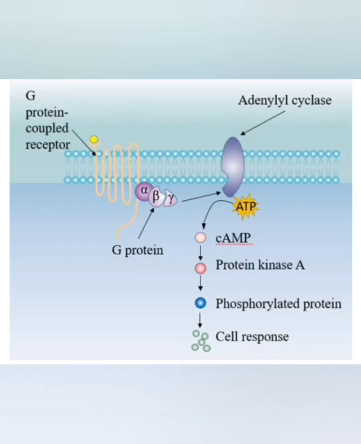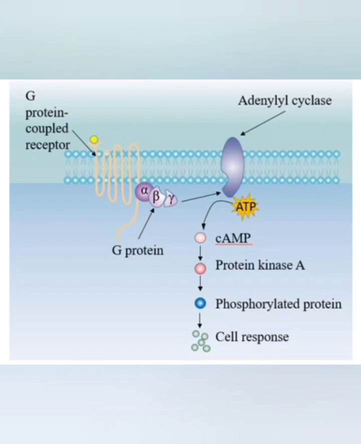Dissociation of the alpha from the G protein activates the G protein, and the alpha binds to the adenyl cyclase. Thus it converts the ATP into cAMP.